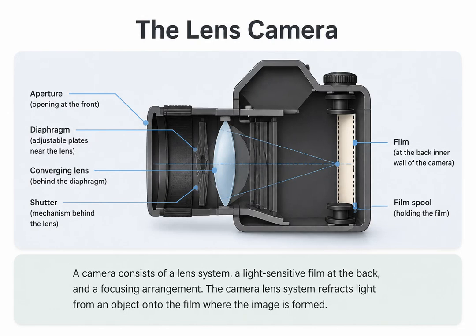Moving on from projectors, let's look at the lens camera. A camera consists of a lens system, a light-sensitive film at the back, and a focusing arrangement used to adjust the distance of the lens for proper focusing. Light enters through the aperture, passes through the converging lens, and is refracted onto the film at the back. The film is the exact plane where the real inverted image is formed and captured.